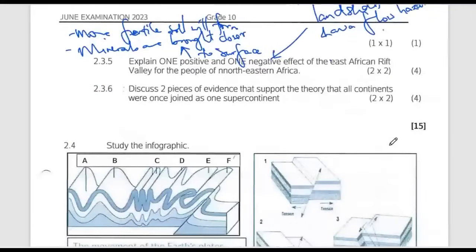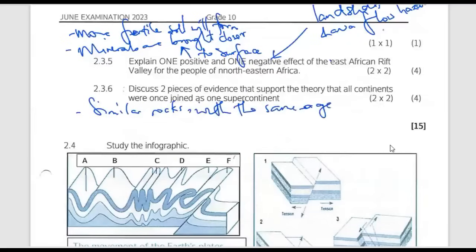Right, we move on to the next question, which is talking about pieces of evidence that support the theory that all continents were once joined as one supercontinent. What evidence can we visualize which we can use to support the fact that these continents were initially one and then split to form these current distinct continents? You can talk about similar rocks along coastal lines. Those rocks with the same age along the coastal areas of different continents is one evidence.